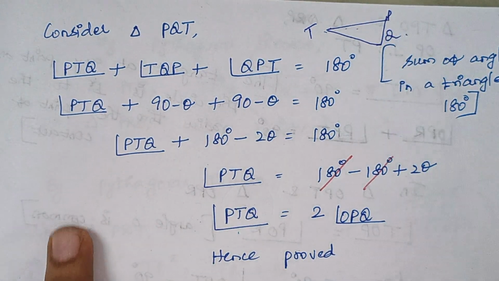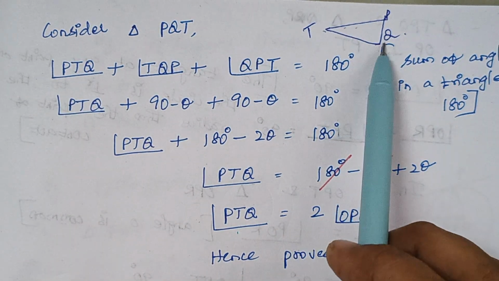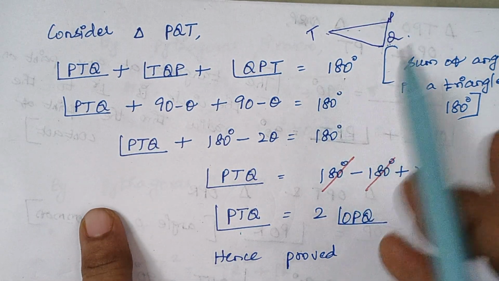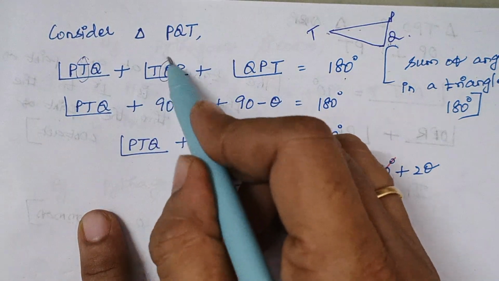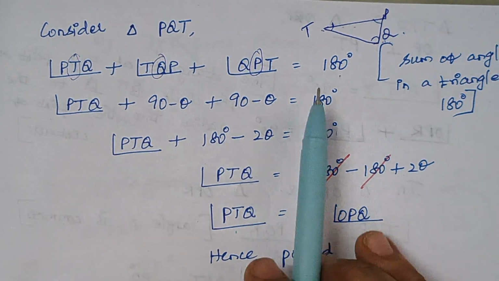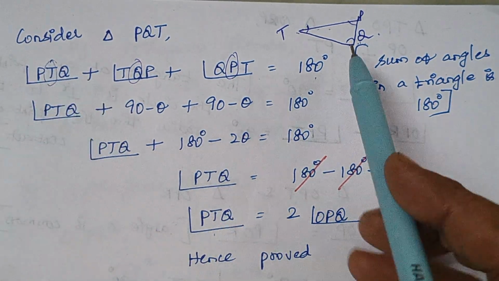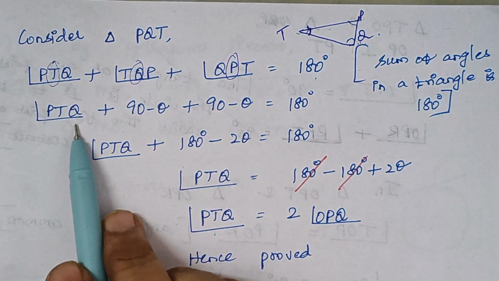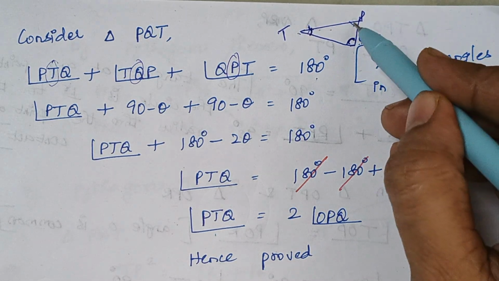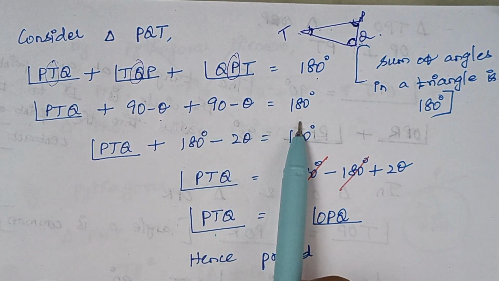The summation of angles in a triangle is equal to 180 degrees. So here PTQ plus TQP plus QPT is equal to 180. That is, angle T, angle Q and angle P is equal to 180 degrees. The sum of angles in a triangle is 180. Now I don't know the value of PTQ, so I am keeping it as such. Just now we have found the values of TQP and QPT. Both of these are 90 minus theta. So just substitute the values.